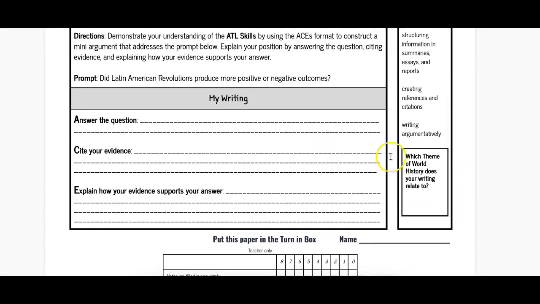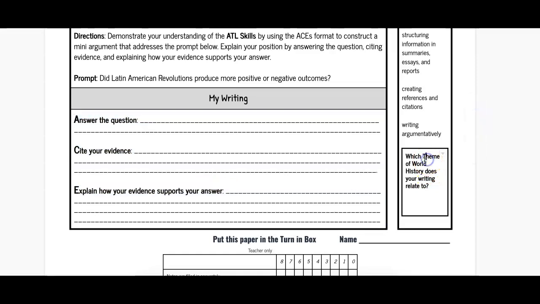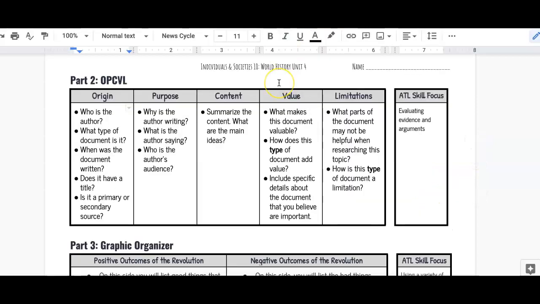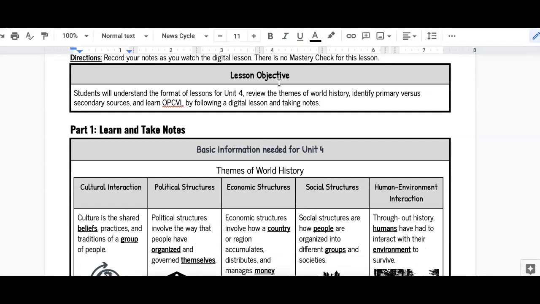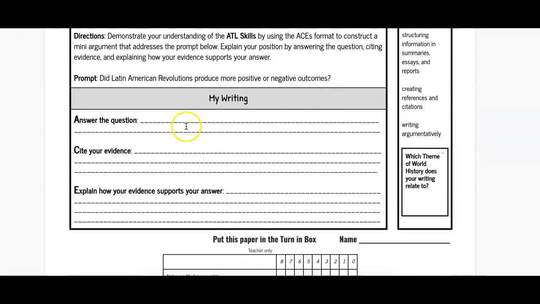Finally, don't forget to connect the writing that you do in the mastery check here to a theme of world history. Where do I find the themes of world history? I'm going to go back to my Lesson 1, and I'm going to find, at the top of Lesson 1, themes of world history. We did a brief review. So all you need to do is write one of these 5 that you think your writing connects to. You'll just write it in this box.